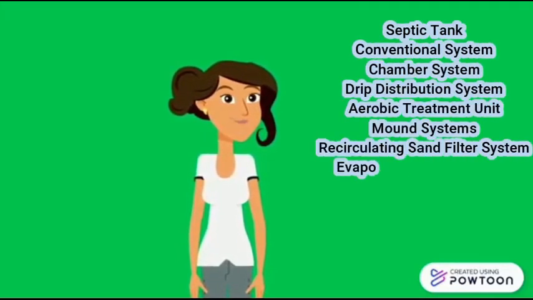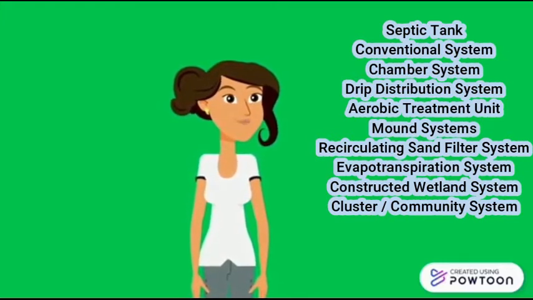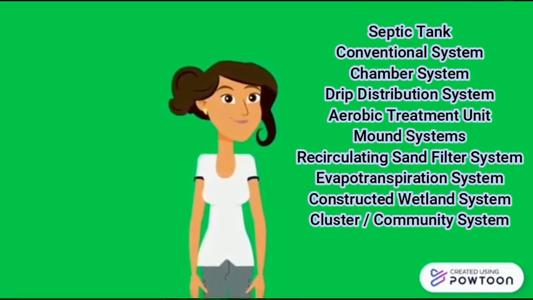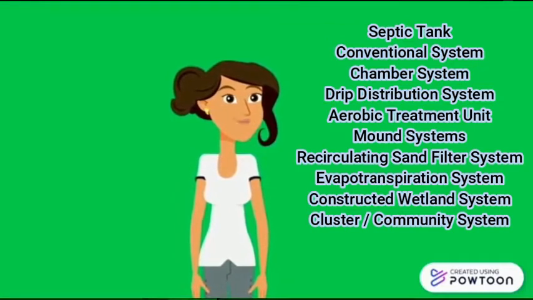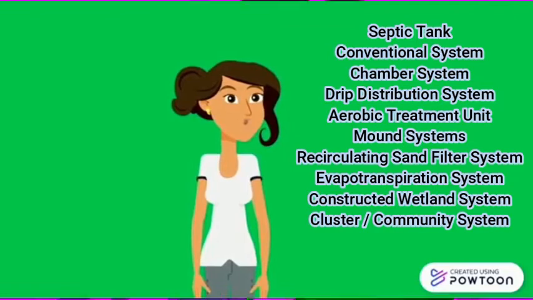First is the septic tank, then the conventional system, chamber system, drip distribution system, aerobic treatment unit, mound systems, recirculating sand filter system, evapotranspiration system, constructed wetland system, and cluster or community system. So let us first talk about the septic tank.